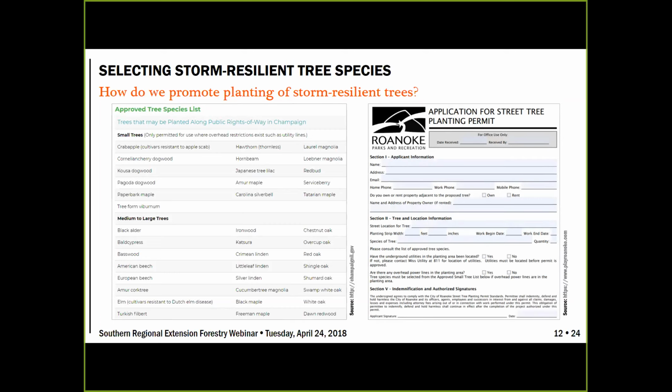Another way that we can promote planting of storm resilient trees is to require a planting permit for trees in public spaces. Many localities will use a permitting process for planting street trees that are adjacent to residential properties and are in the right of way. And the intention here is to give the urban forester or the arborist or other individual who works for the locality an opportunity to review that tree selection and make sure that it's going to be the right tree in the right place.